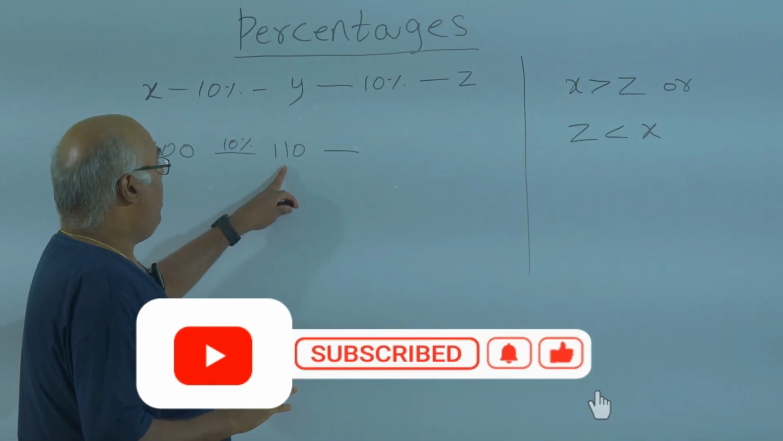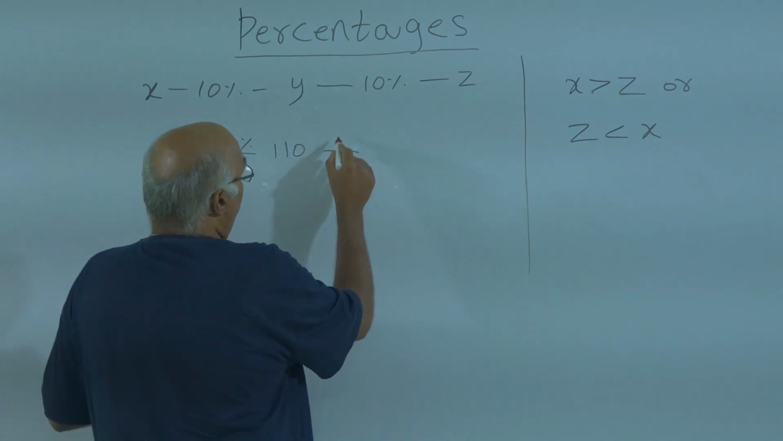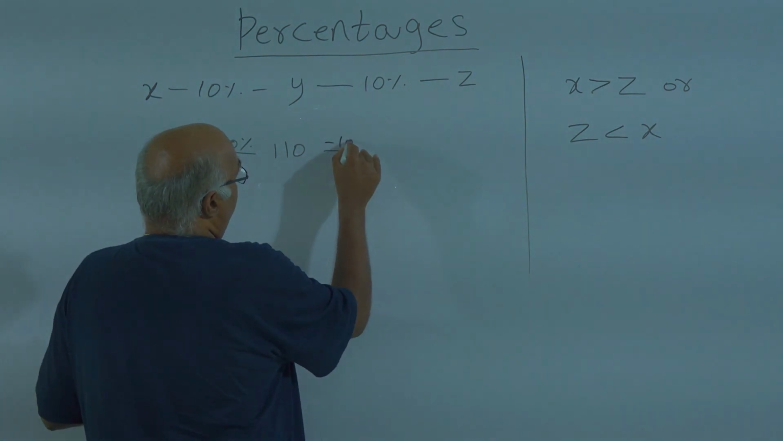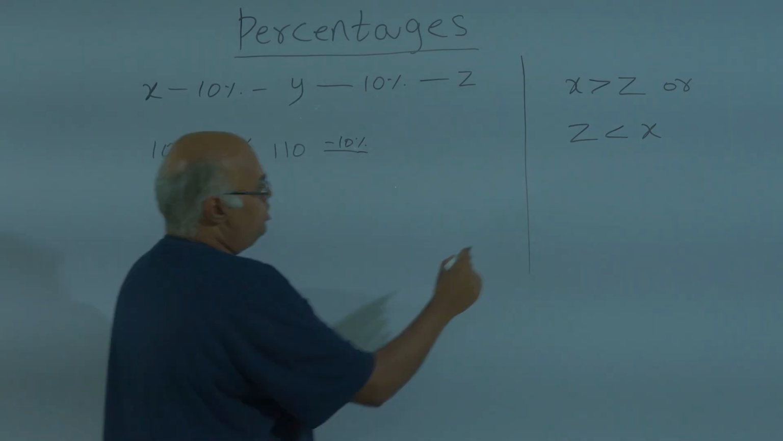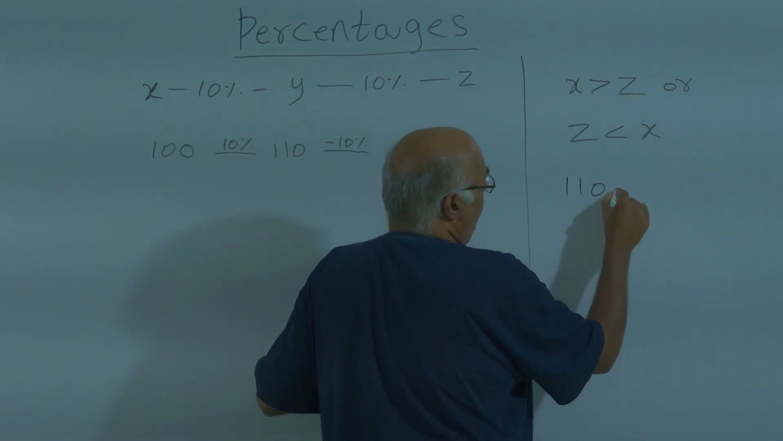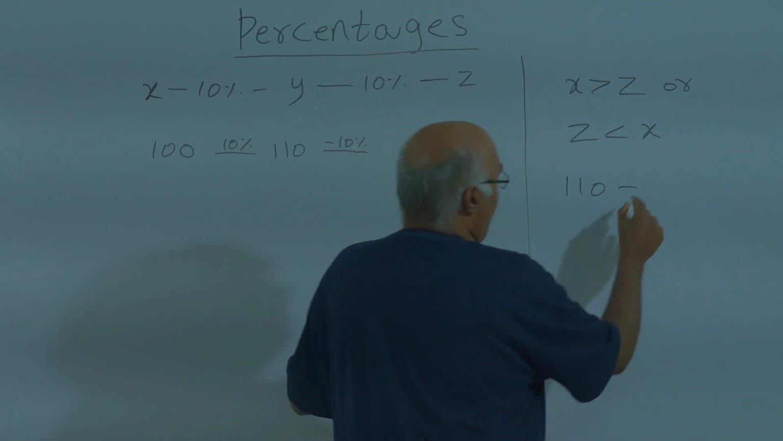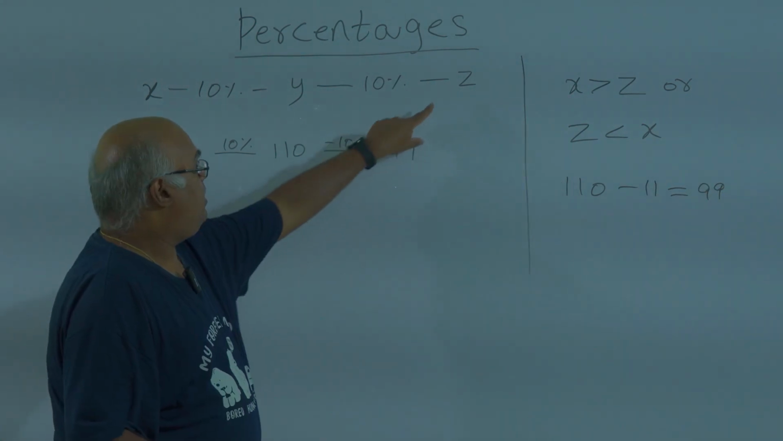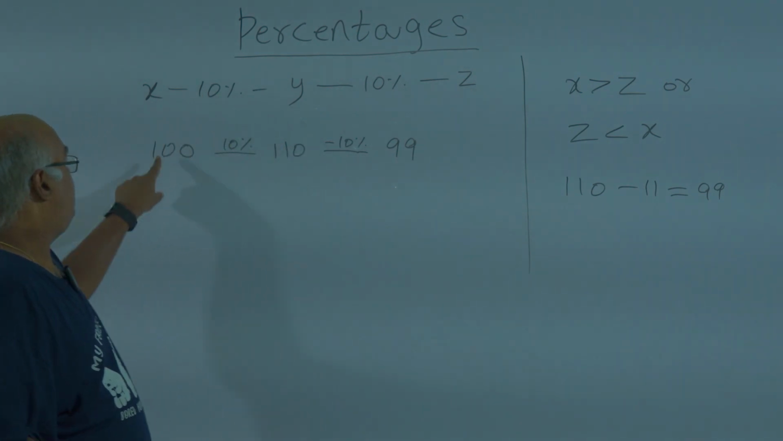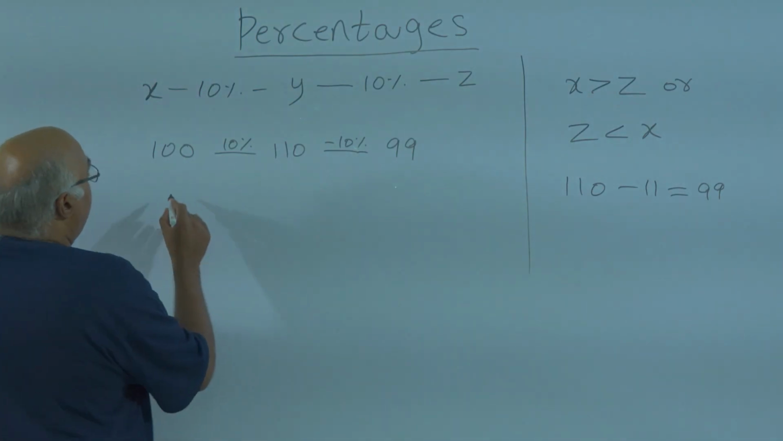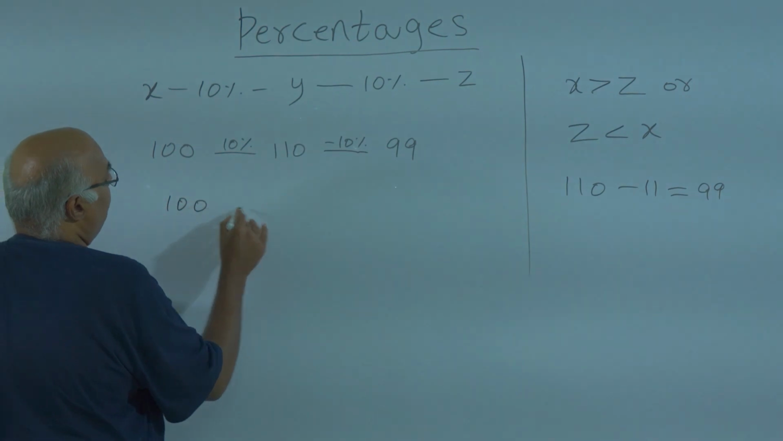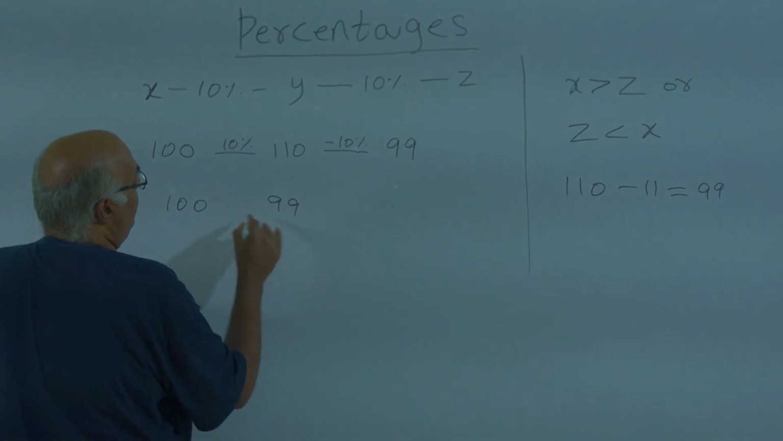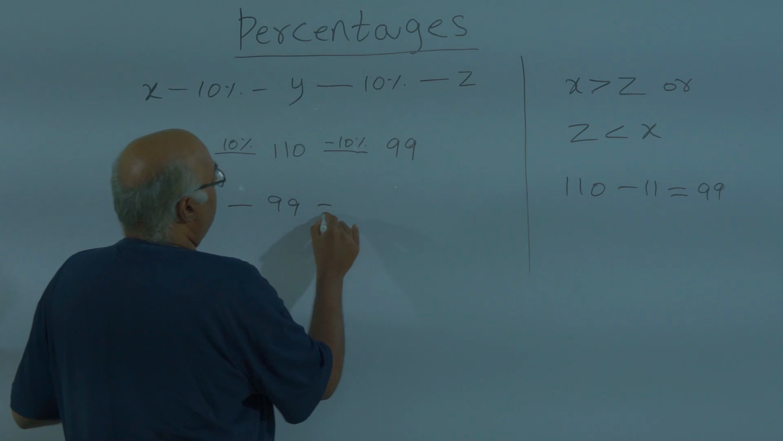10% of 110 is 11. So if you reduce by 10%, 110 minus 10% of 110, which is 11, 110 minus 11 is 99. So here the value of z is 99, and the value of x is 100. The initial number was 100 and the final number is 99. What is the difference? This is equal to 1.